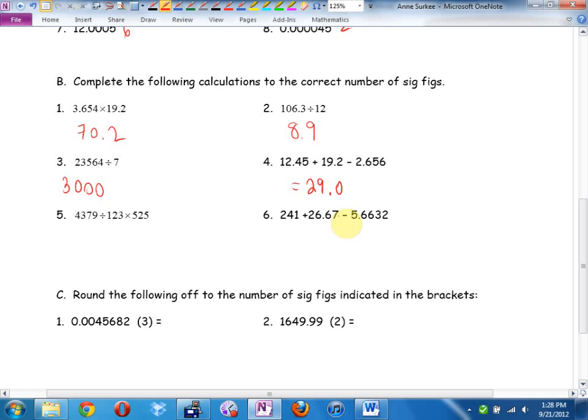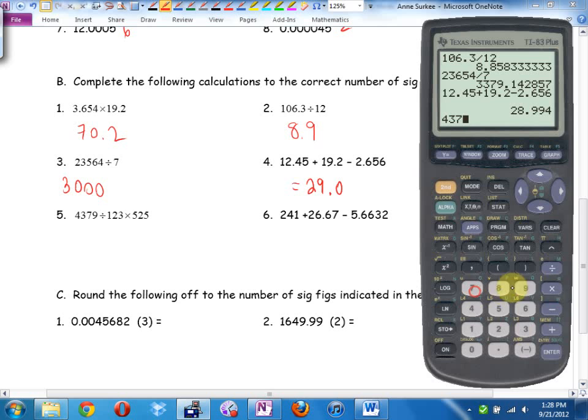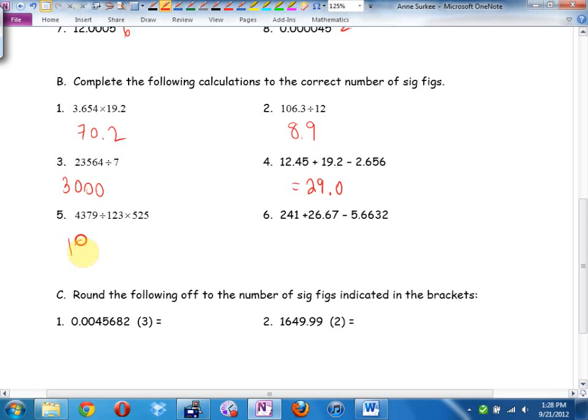Number 5. Oh, multiplying and dividing. I think that's the easier one. It's going to be 3 sig figs, I think. 4.379 divided by 123 times 525. What did I say, to 3 sig figs? So it's going to be a 1, and I'm going to round off right to there. The 6, because of the 9, is going to become a 7. It's going to become 18,700. Sure. 18,700. Or 1.87 times 10 to the 4th if you went in scientific notation.